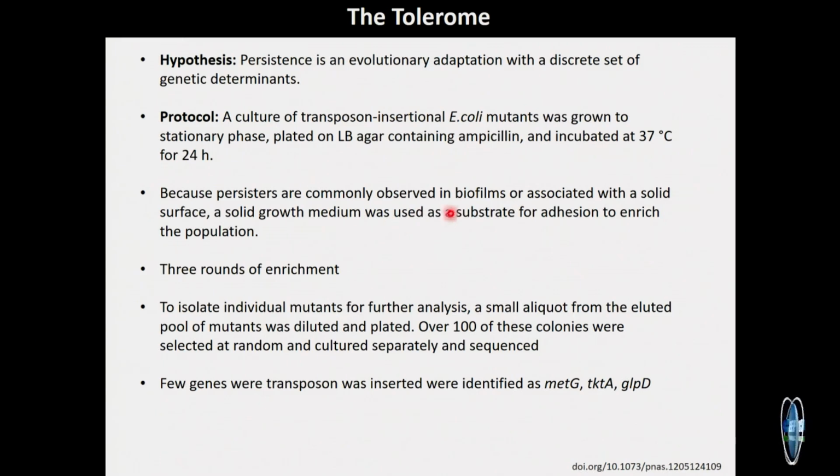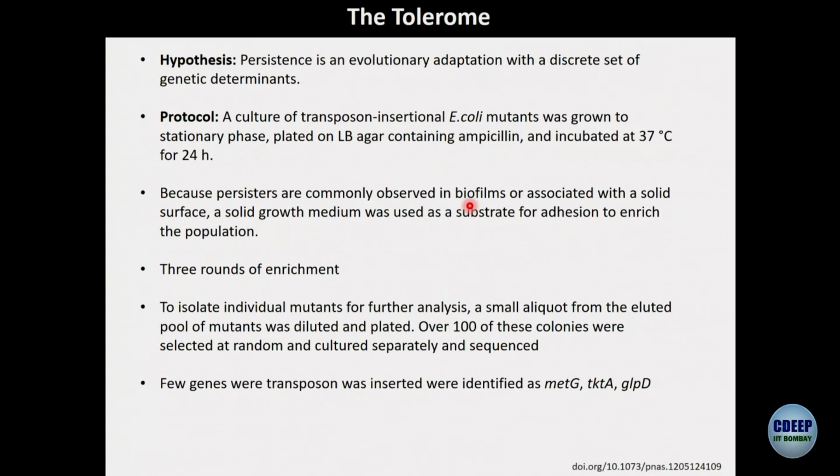Because persisters are commonly observed in biofilm. Why biofilm? In biofilm, there is less nutrient availability. So the bacterial growth automatically slows down because there is not an abundance of nutrients. There is a shortage of food, so do I grow quickly? No, I grow slowly. So I will slow down my growth. So essentially, the persister cell population is higher in biofilms.